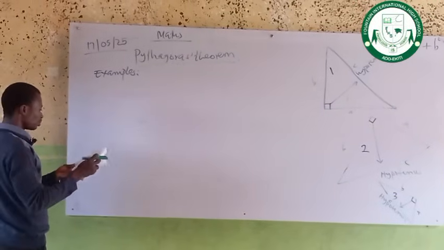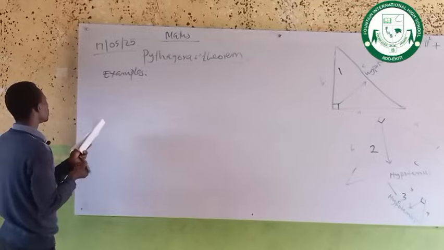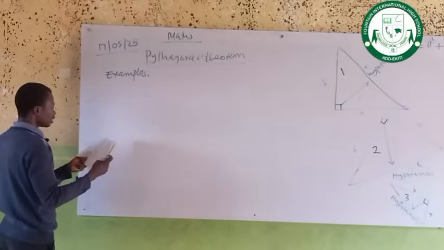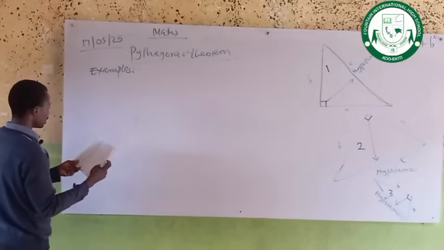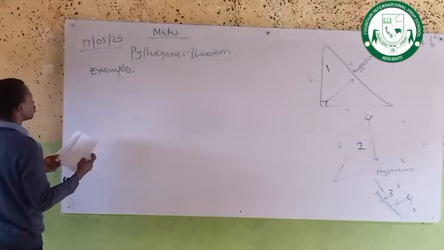Let's look at the example. We have to find the length marked with a letter in each of the following triangles.